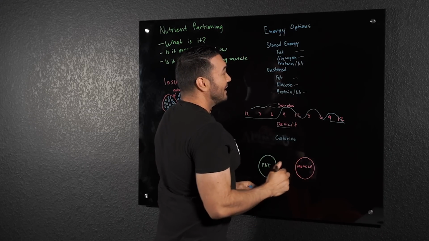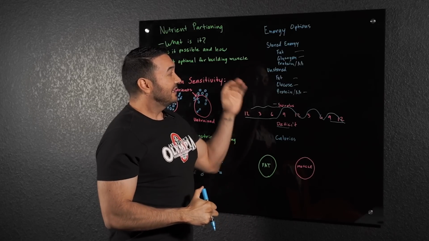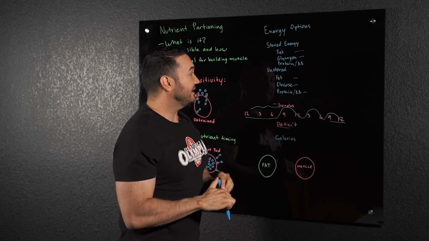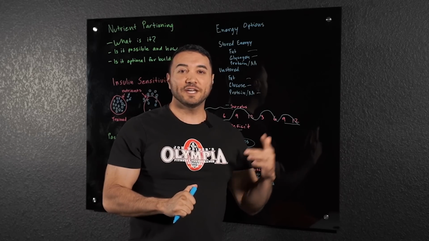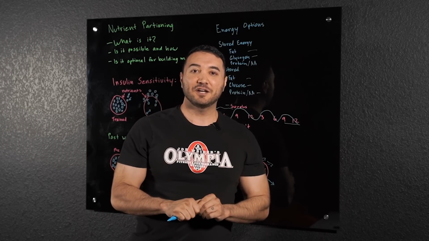So you have all these different options, right, of stored energy. You have fat and glycogen, which are the most likely. You have glucose as used of unstored energy. And now you're eating food. Okay, so with nutrient partitioning, how does it actually work?